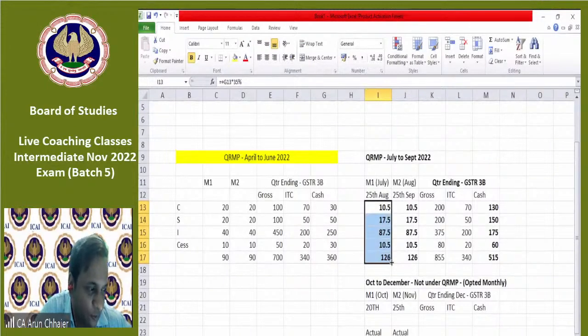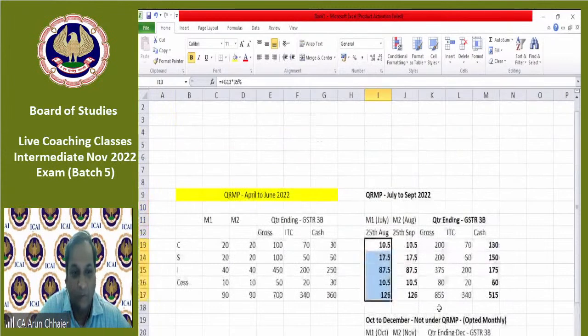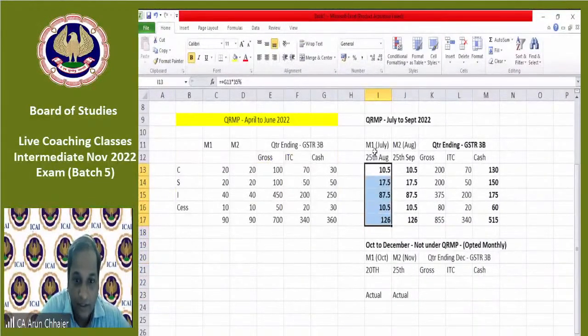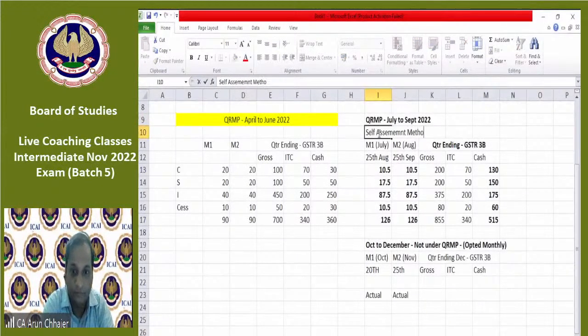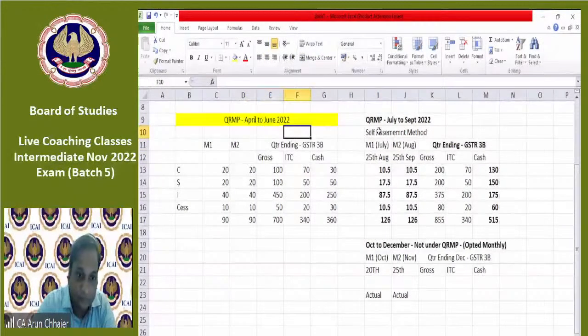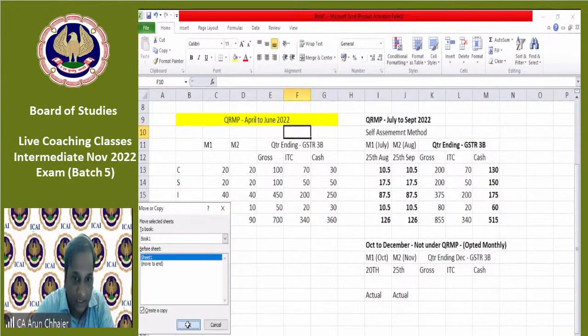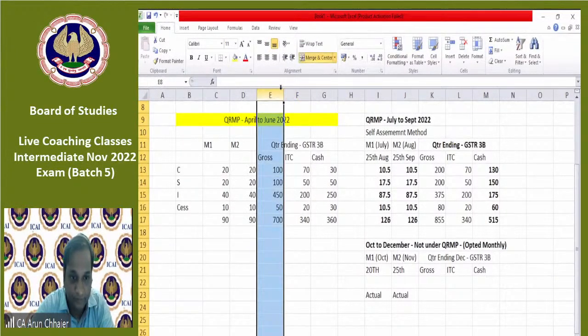I hope it is clear to all now. Now suppose in the month of July to September, I am opting the self-assessment method. And let me discuss the last component.